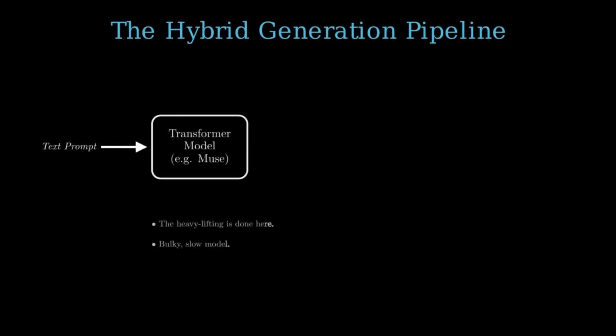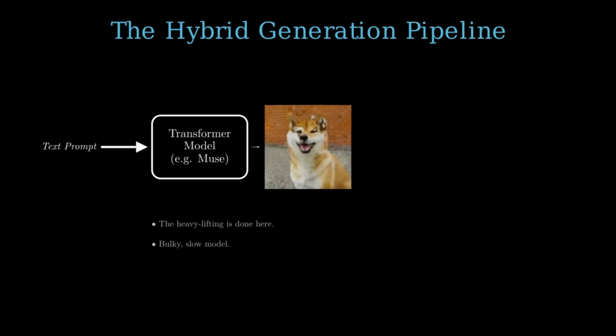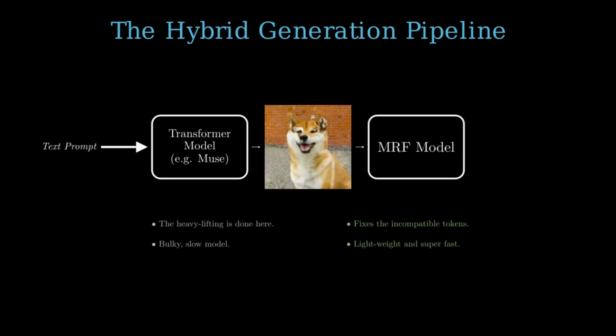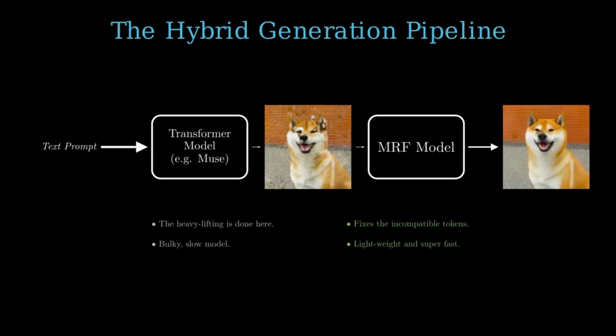The process begins with a text prompt fed into a massive transformer model like Muse. The transformer handles the heavy lifting. It comprehends the semantics of the text and sketches the global structure of the image. At this stage, as seen in the Doge image on the left, the picture takes shape but still suffers from local visual artifacts because the transformer is a bulky, slow model. Instead of forcing the transformer to run multiple slow iterations, we pass this rough sketch to our ultra-lightweight MRF model. The MRF immediately scans and cleans up incompatible tokens at lightning speed, rendering the flawless Doge image on the right.